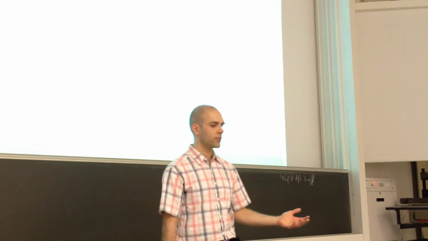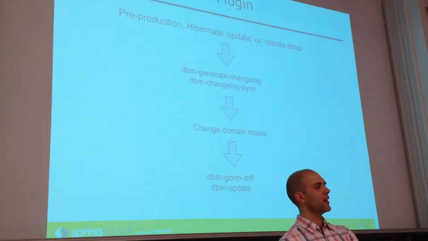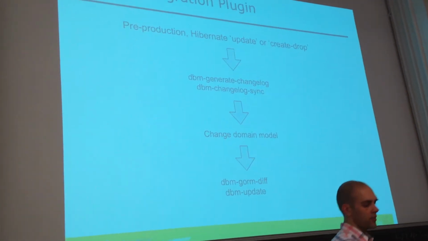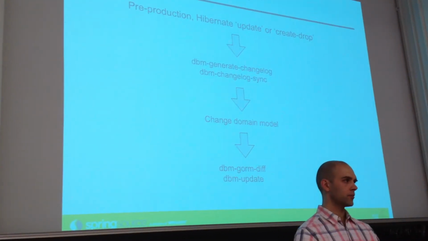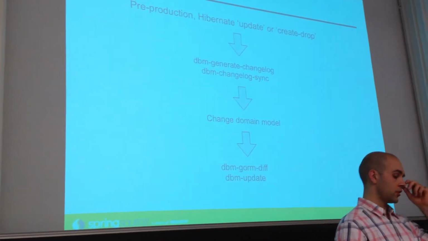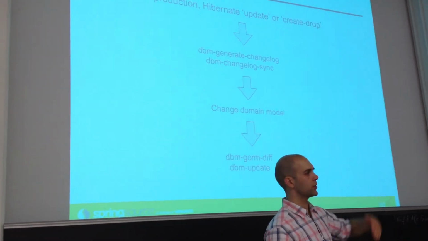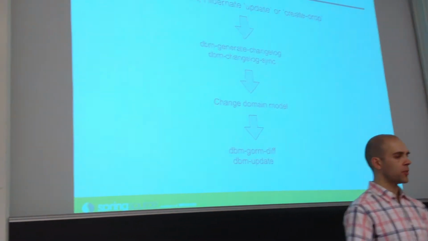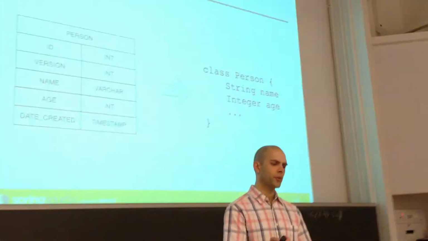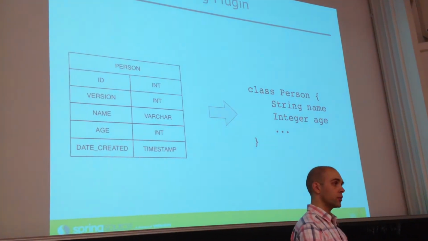You then change your domain model. This is your next version of the application. And then you can run gorm-diff. What that will do is compare your Gorm domain model against the database and then generate a change log which you can add to the overall change log. Then when you deploy the application, you can either execute those change logs to migrate the database separately, or you can configure it to migrate the database as the application starts up. That's what we do for Grails.org. The reverse engineering plugin allows you to take a database schema and generate a Gorm domain model.